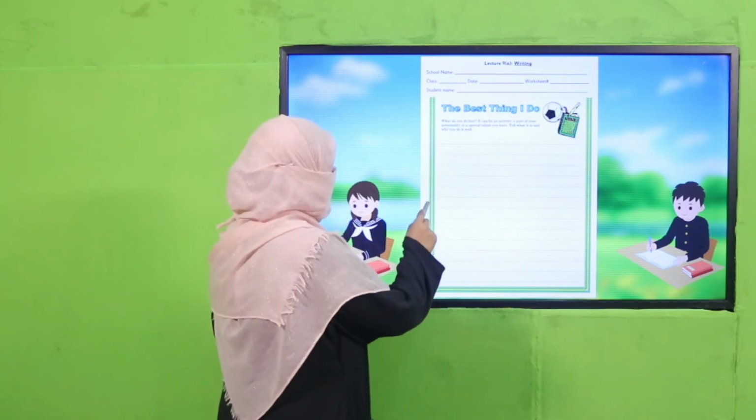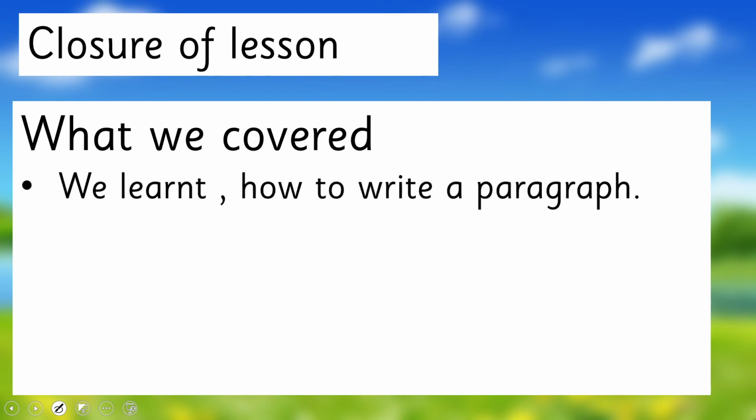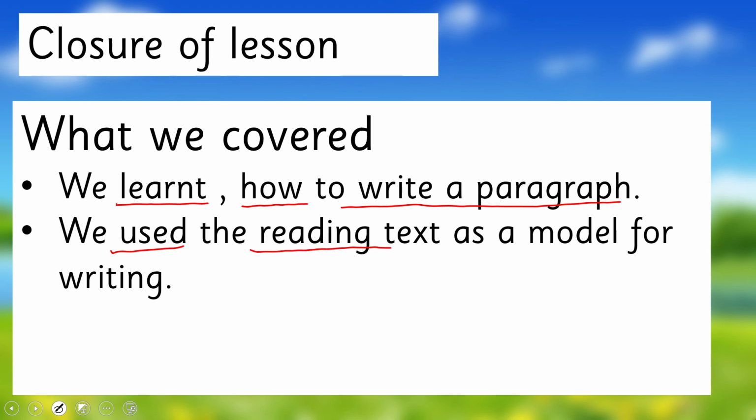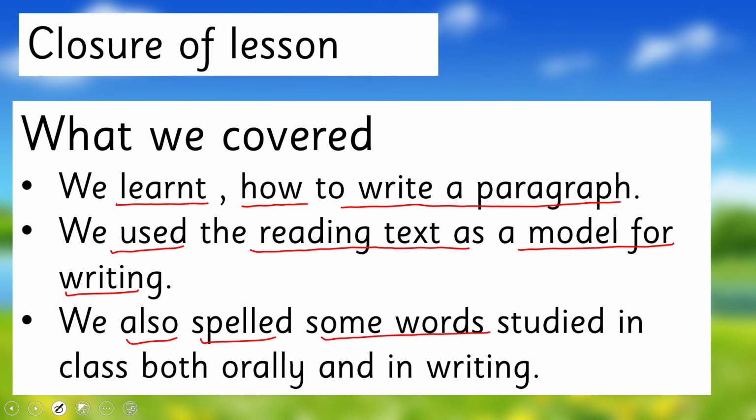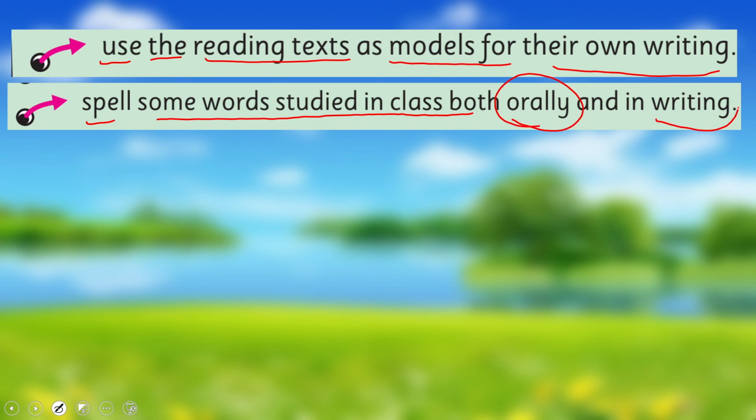And my dear children, what you are going to do? The best thing I do. Okay, so whatever you do the best, you will write about it over here. So what have we learned today? We learned how to write a paragraph, and we used the reading text as a model for writing, and we also spelled some words studied in class both orally and in writing, right? So in this way we achieved our SLOs. To use the reading text as a model for your own writing and spell some words studied in the classroom both orally and in writing. Are we done with it?